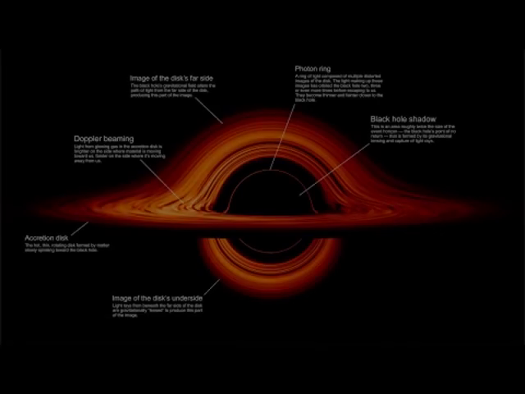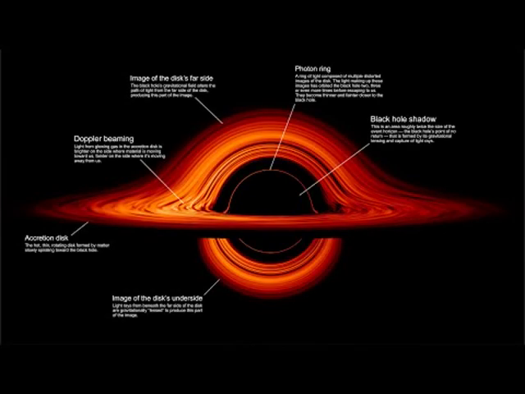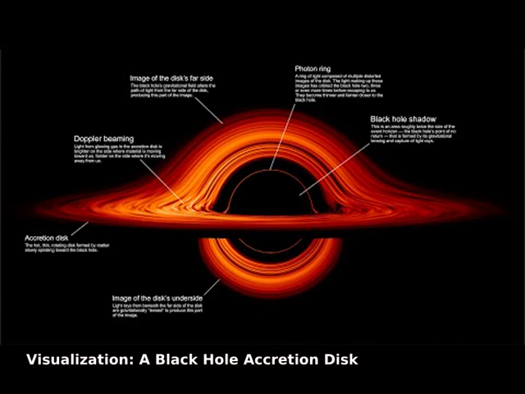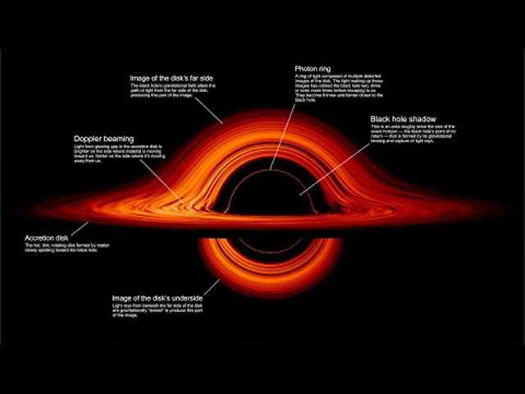What would it look like to circle a black hole? If the black hole was surrounded by a swirling disk of glowing and accreting gas, then the great gravity of the black hole would deflect light emitted by the disk to make it look very unusual. The featured animated video gives a visualization.